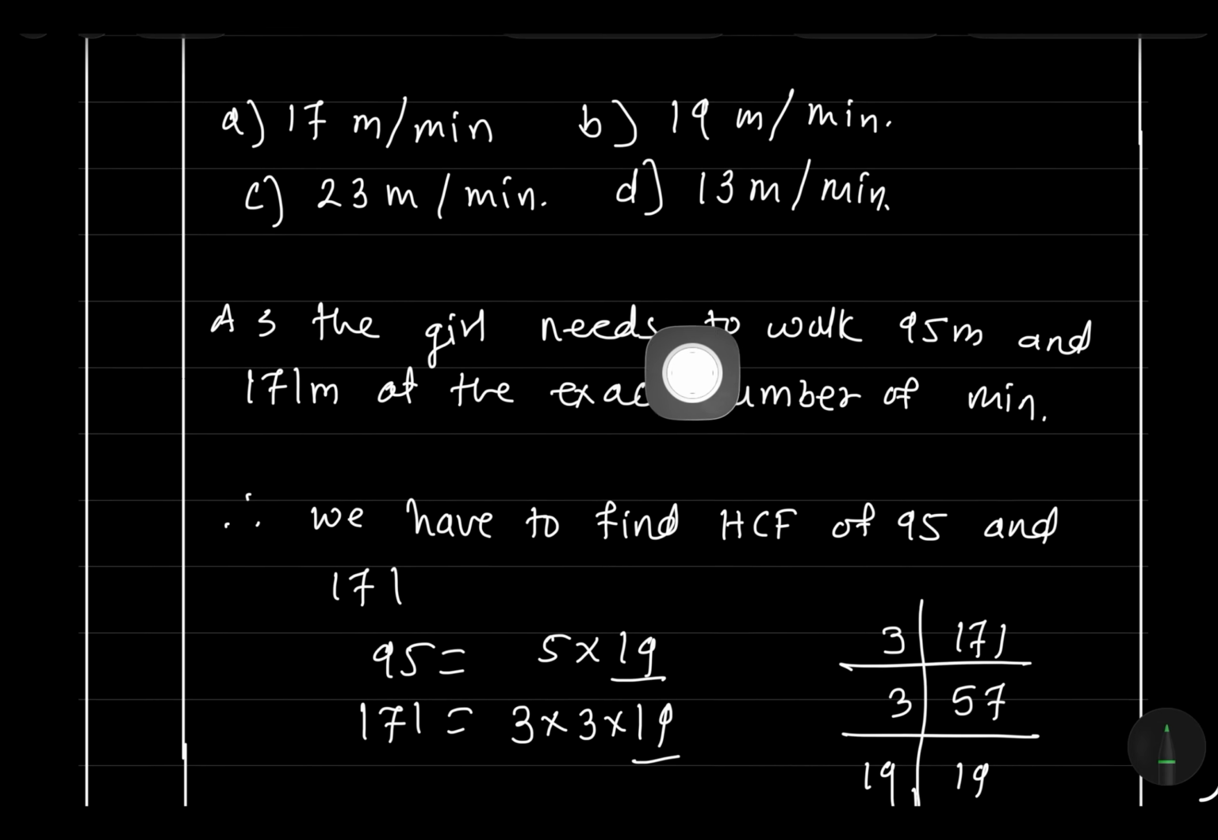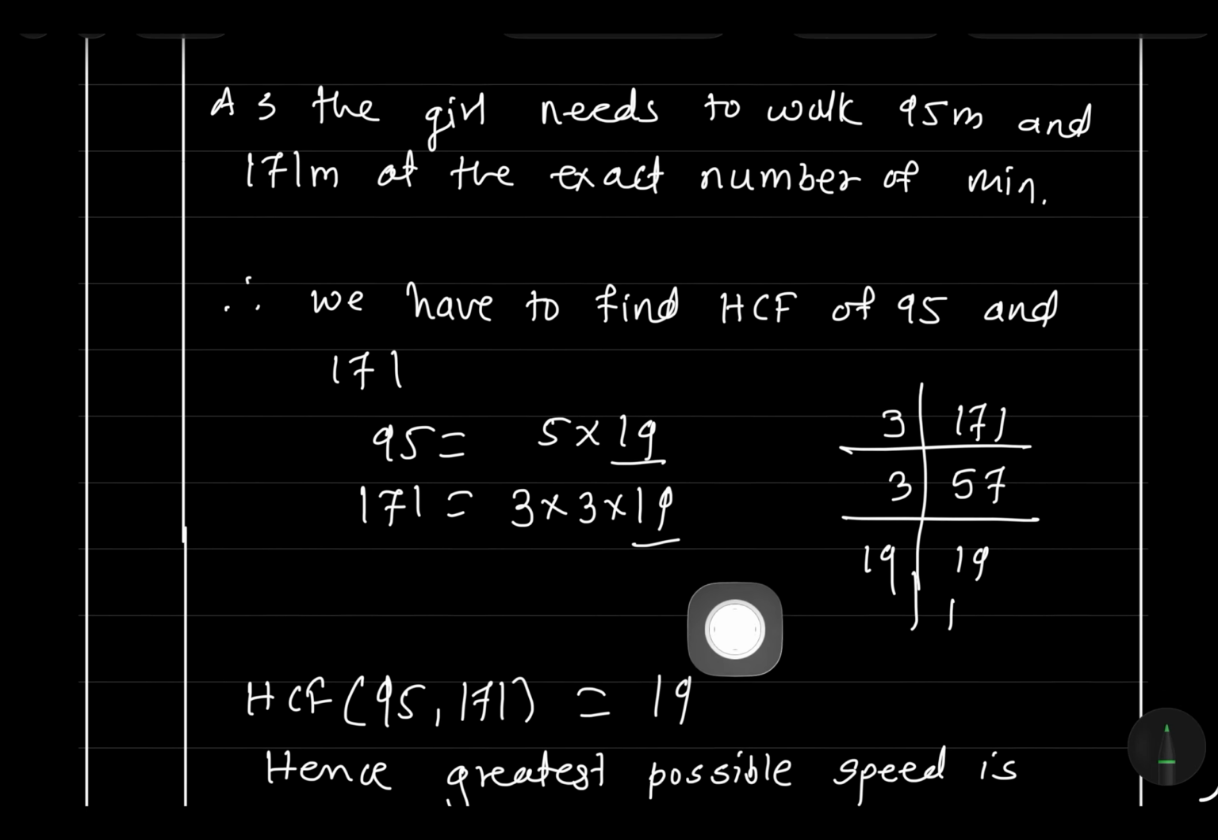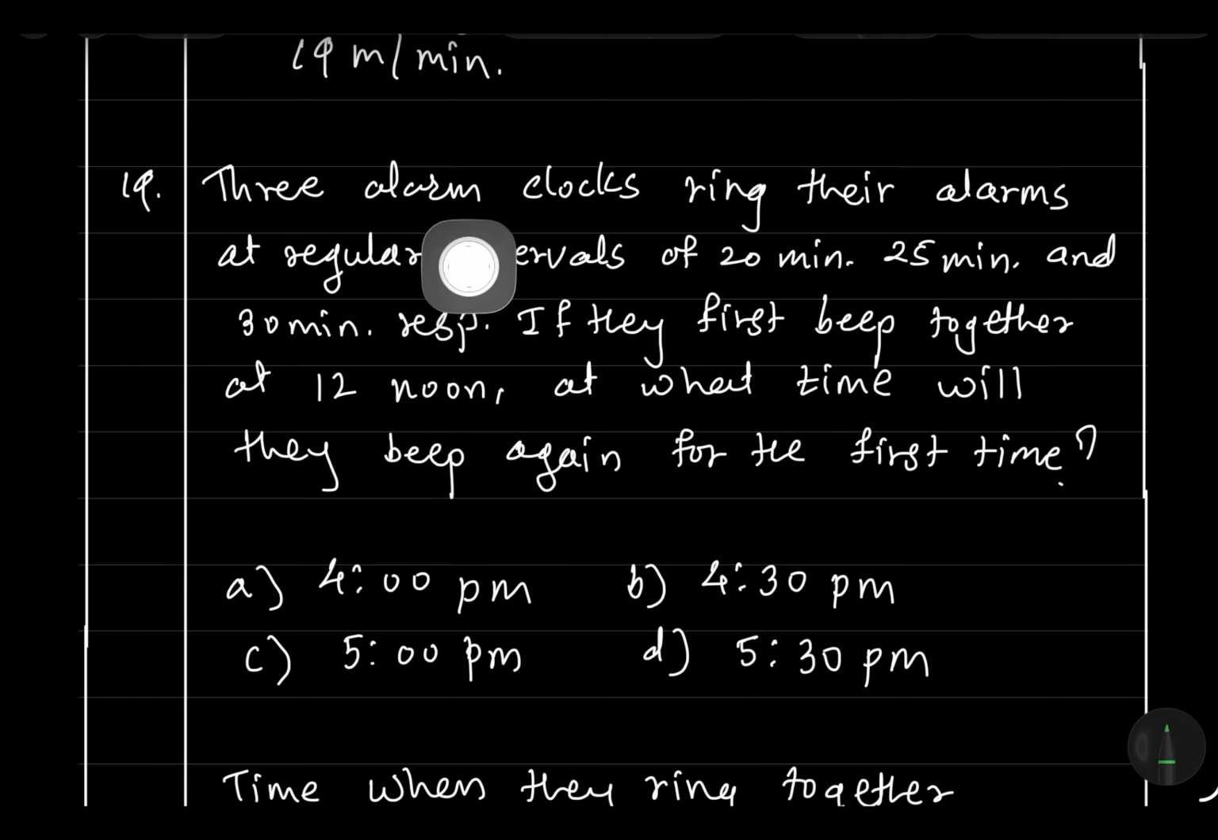Very simple. From this word only we will understand. You have to find out the greatest possible. So find out the SCF. Now 19. Three alarm clocks ring their alarms at regular intervals of 20 minutes, 25 minutes and 30 minutes respectively. If they first beep together at 12 noon, at what time will they beep again for the first time?